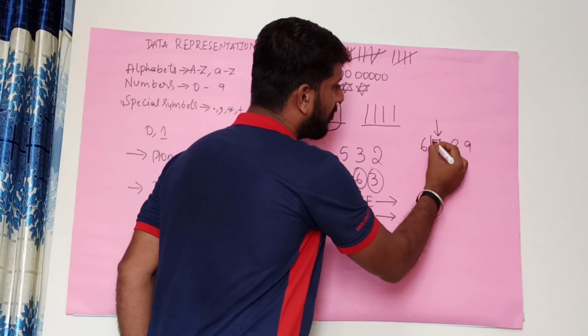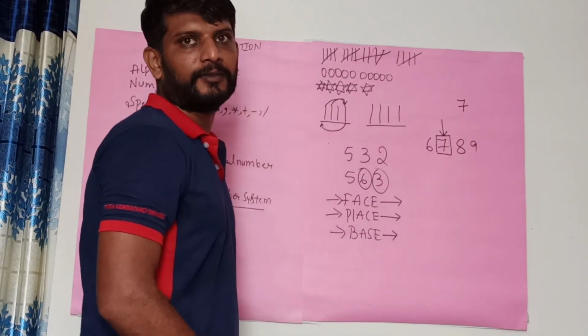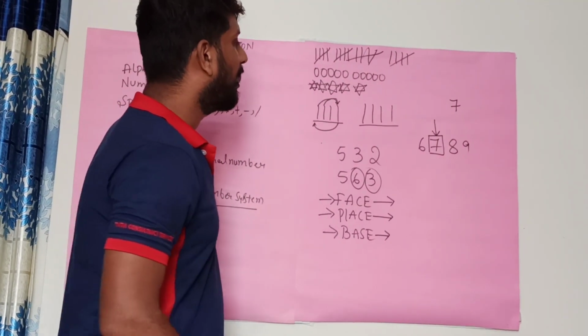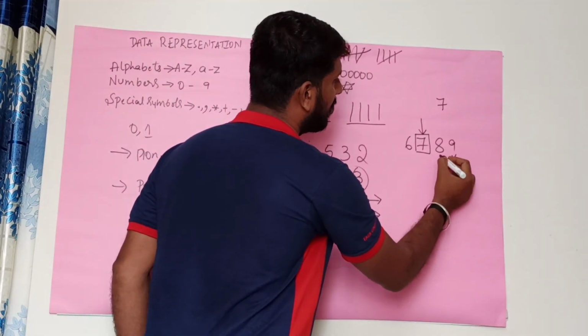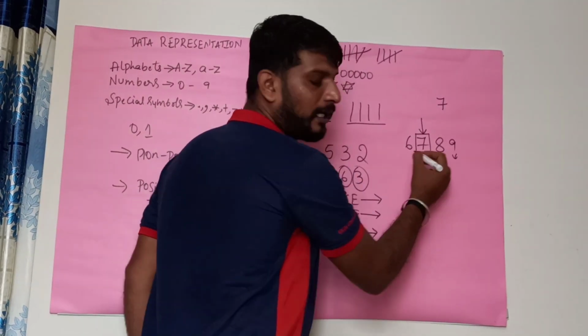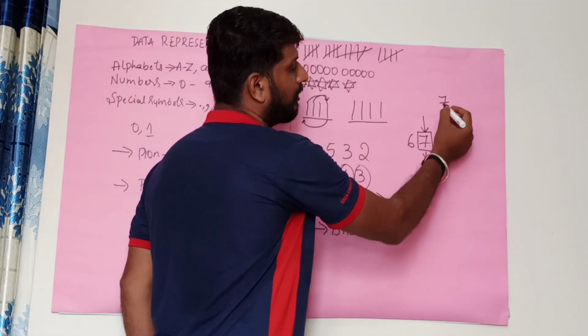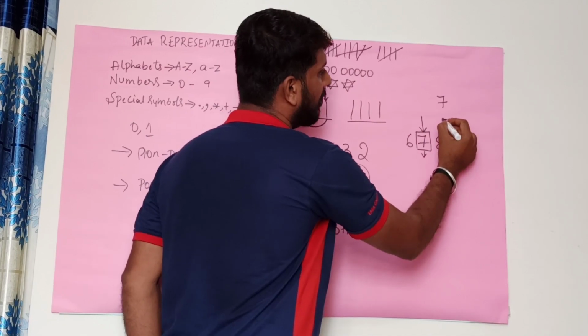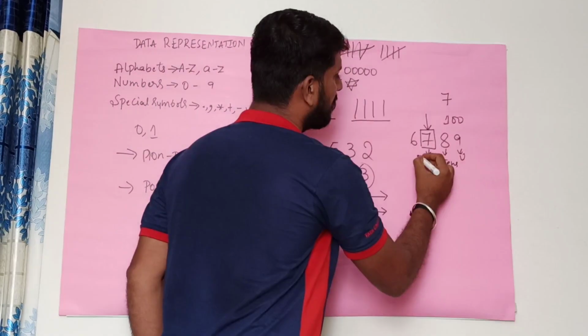So the face value of this particular symbol is 7, and the place is nothing but unit, 10, and then 100. So the place of this particular symbol is nothing but 100. Unit, tens, and then hundreds.